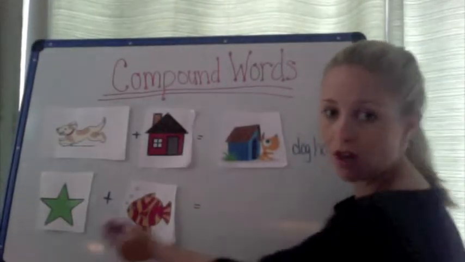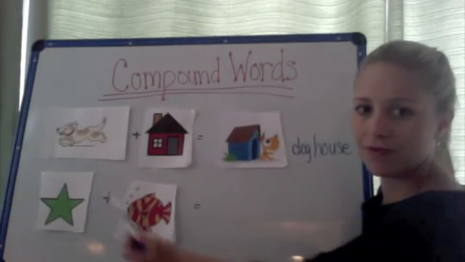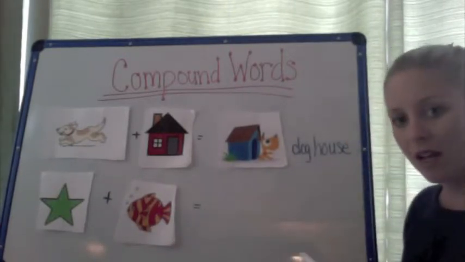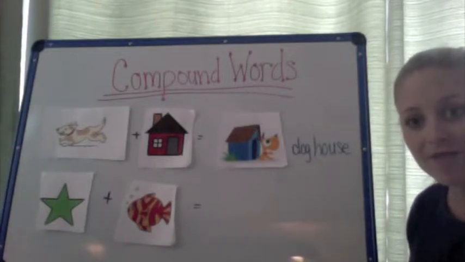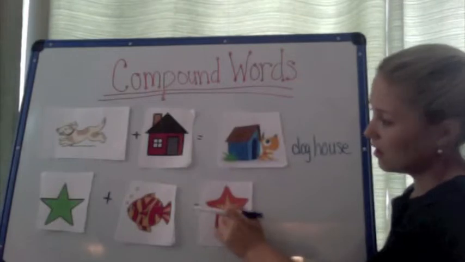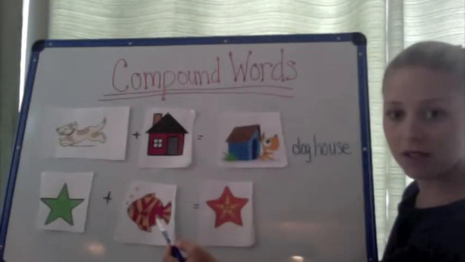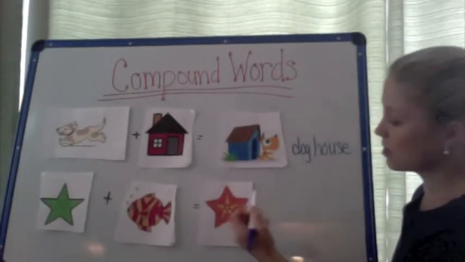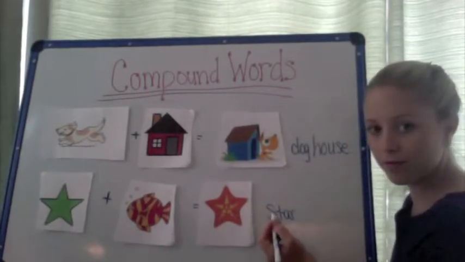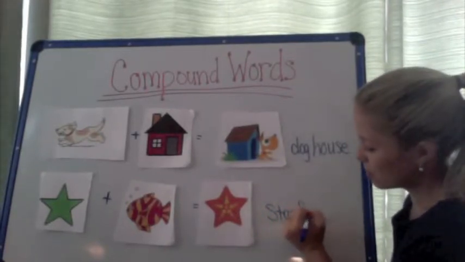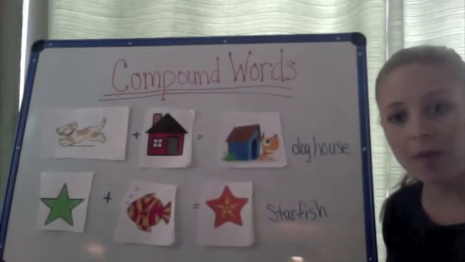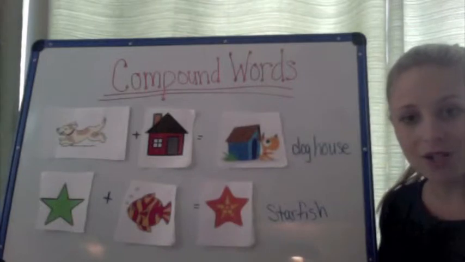Let's do the next two together. That's a picture of a star and a fish. Star, fish. Put them together and you have a starfish. Very good. Star plus fish equals starfish. We just created two more compound words using pictures.